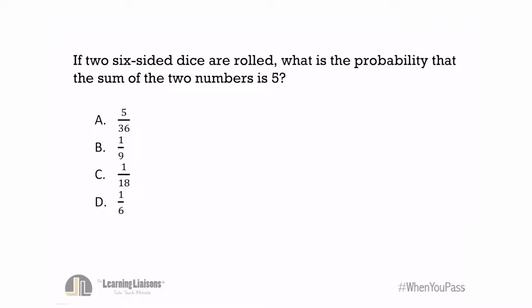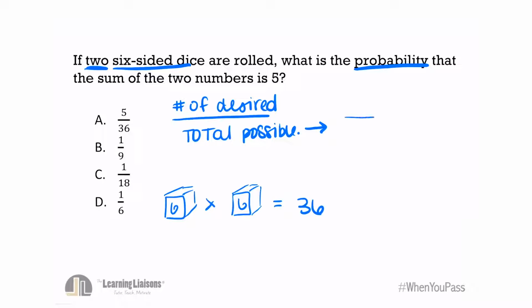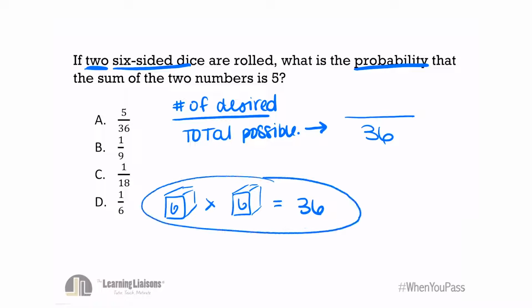So again, when we're finding probability, we're looking at the number of desired outcomes divided by the total possible combinations. Well, if I have a 6-sided dice and then I have another 6-sided dice, by rolling them, they are independent of each other, which means rolling this dice isn't going to affect how this dice rolls. So there's 6 possible on this dice and there's 6 possible on this dice. So if I multiply those together, I get 36 total possible combinations with the 2 dice together.